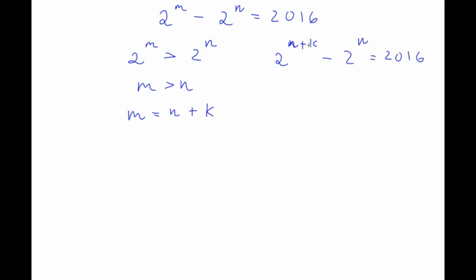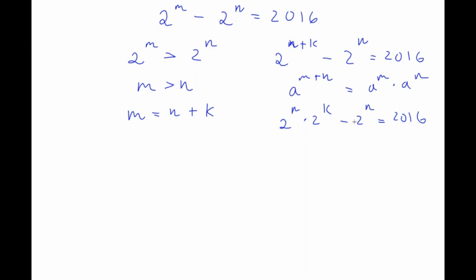Now, as you can see, we have 2 to the power of n plus k, and I want to simplify this. So this is essentially in the form a to the power of m plus n, and this can be simplified into a to the power of m plus n is equal to a to the power of m times a to the power of n. So 2 to the power of n plus k in this case is equal to 2 to the power of n times 2 to the power of k, minus 2 to the power of n, equal to 2016.